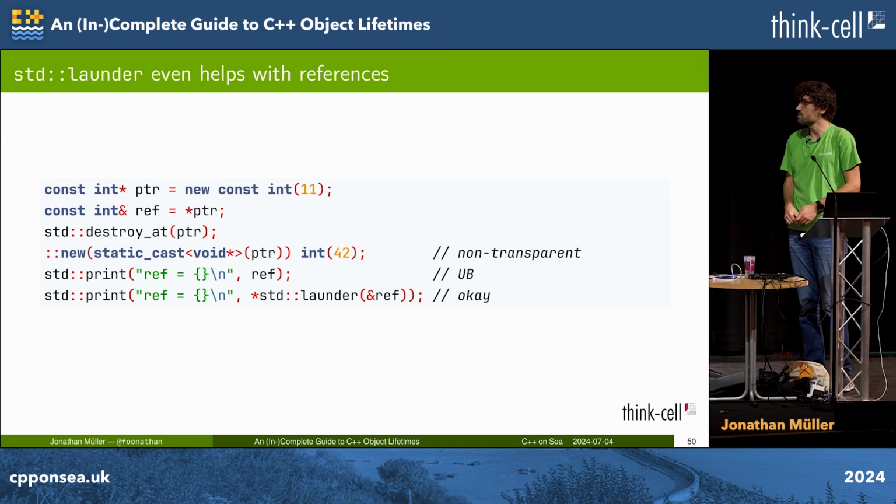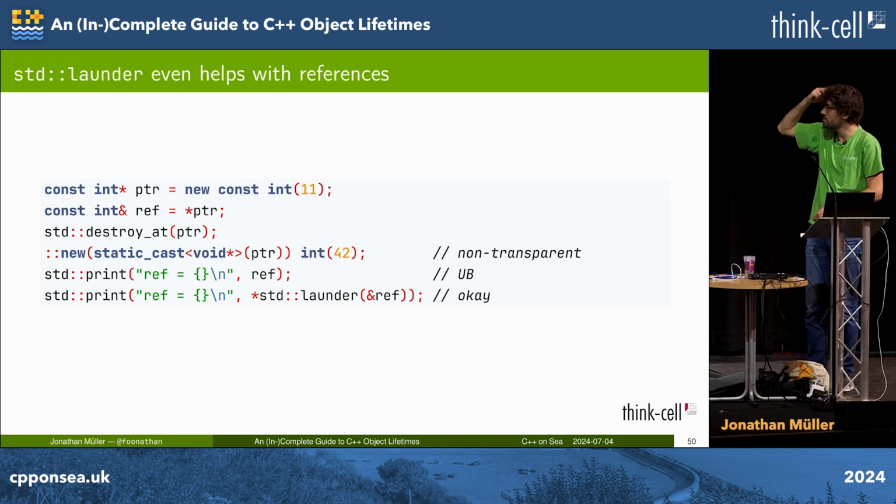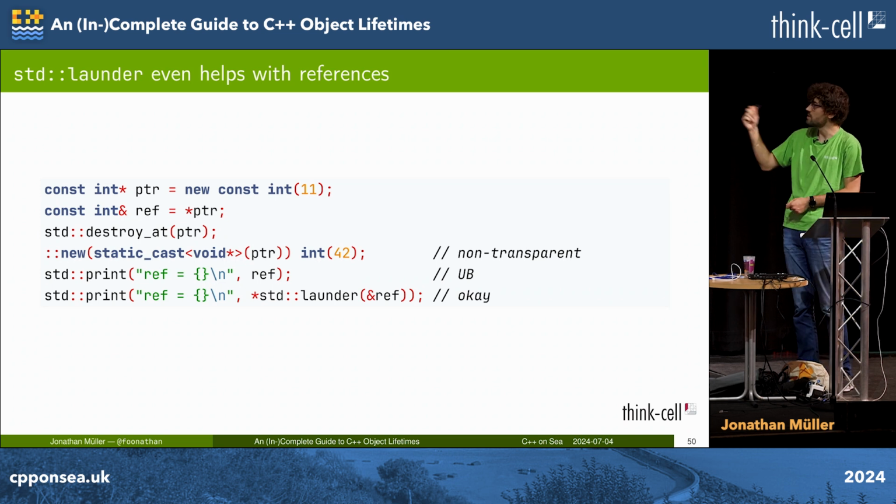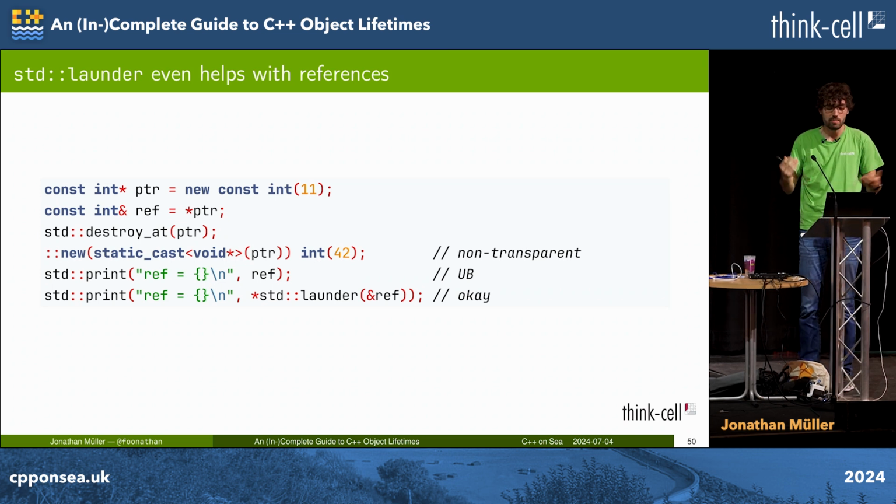Launder even helps if you use references. So now we have a const ref that we bind to the object on the heap. Then we do a non-transparent replacement. Using the reference is undefined behavior, but taking the address of the reference, laundering it, and dereferencing it is fine. Because we have the pointer to the wrong object, but then launder magically makes it okay.